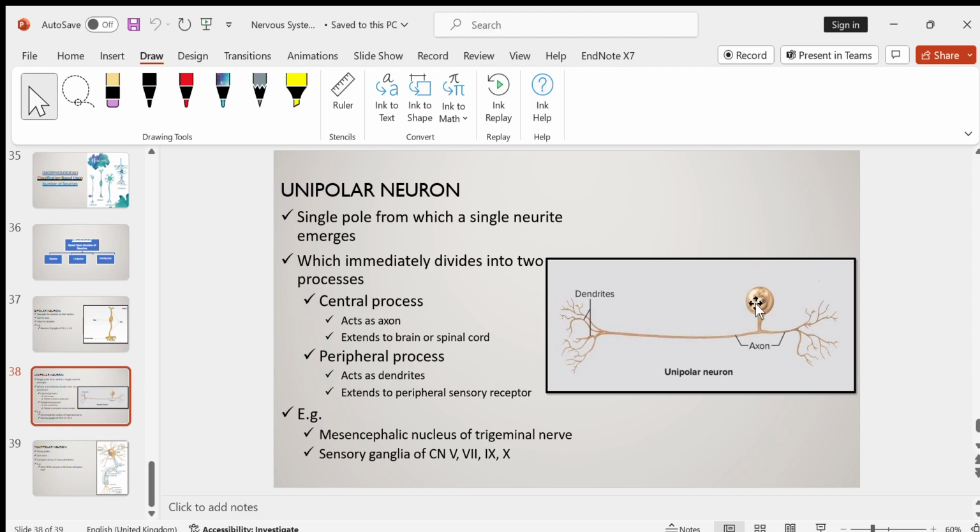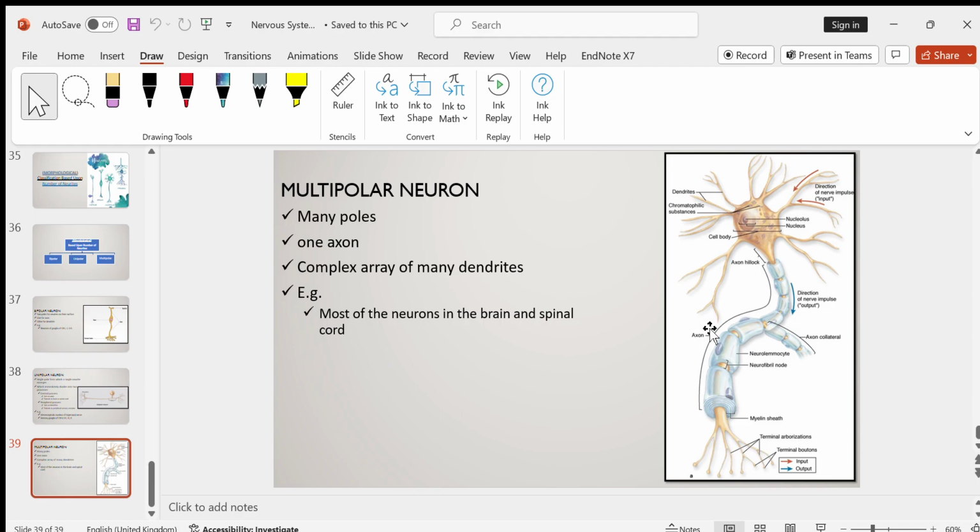This is a unipolar neuron. It has a cell body and only one pole is coming out, which further bifurcates into two. One acts as an axon and the other acts as a dendrite. So the ganglia of cranial nerves 5, 7, 9, 10 are unipolar neurons. The multipolar neurons have many poles. In this picture, we can see this is the cell body and it has multiple poles. This pole acts as the axon and these are the dendrites.